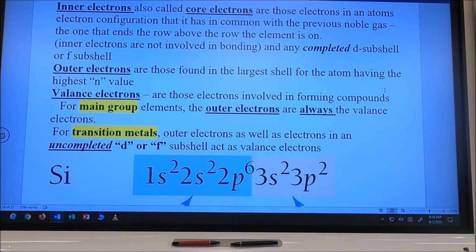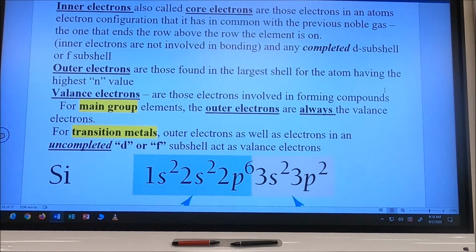Okay, guys, we are back, and we're talking about categorizing electrons inside an atom today. So we're going to talk about inner electrons, which are also called core electrons, outer electrons, and valence electrons. You've probably heard the term valence electrons before, but we're going to refine your definitions.